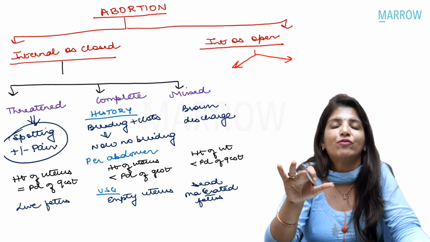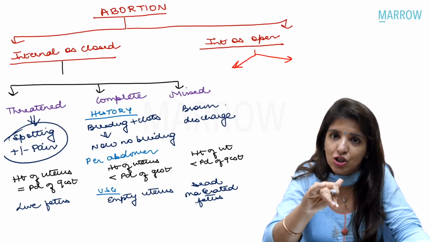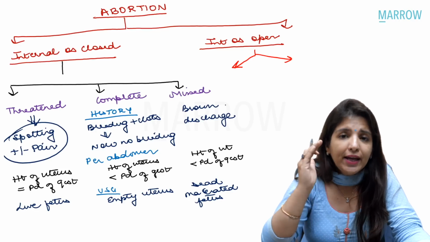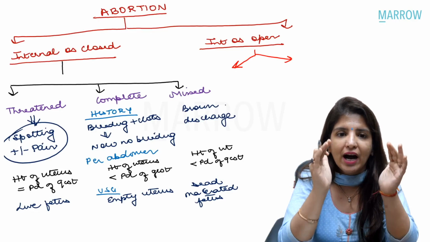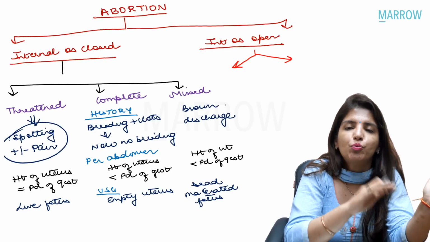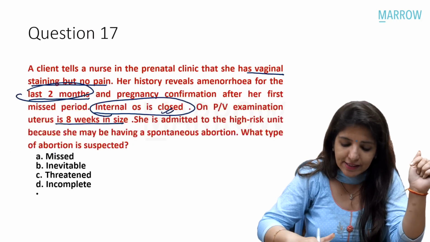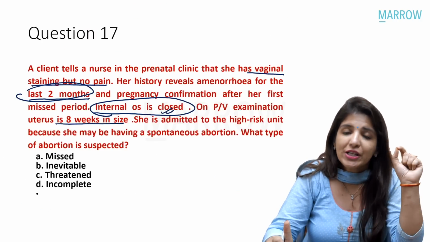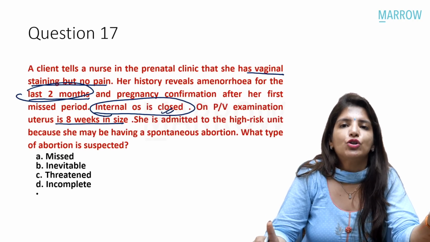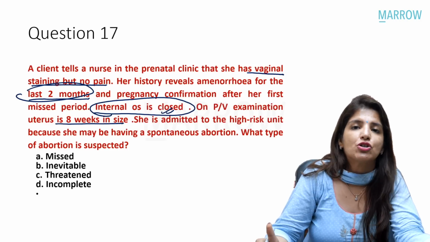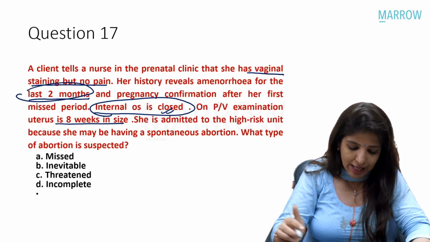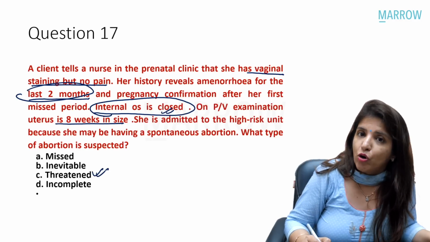Now, the next thing you have to see is on per abdominal examination: how is the height of the uterus compared to the period of gestation? In case of threatened abortion, because the entire fetus is still inside the uterus, the height of the uterus will be equal to the period of gestation. Like in this case, the internal os is closed. The patient is giving you a history of staining. There is no pain. And they are saying that the height of the uterus is comparable to 8 weeks, whereas the patient is 2 months pregnant. So that means the height of the uterus is equal to the period of gestation. That means it is a case of threatened abortion.